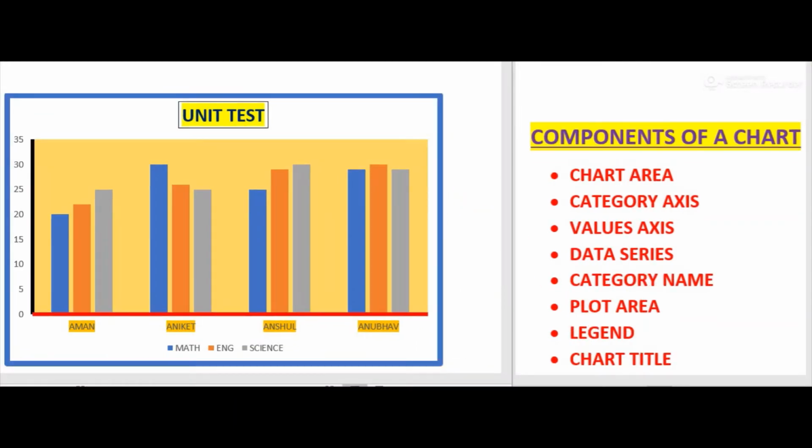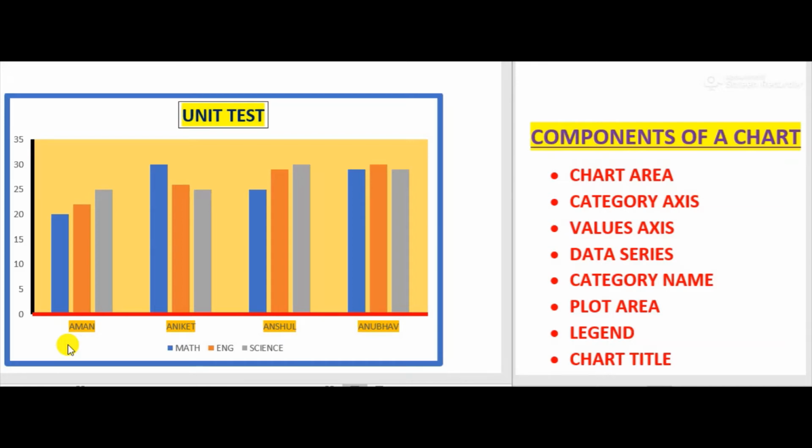The next component is legend. First of all, what is a legend? The legend depicts the colors, patterns, or symbols assigned to the data series. This legend helps to differentiate the data which are contained by the data series. Here we can see blue for math, orange for English, and gray for science. From this legend we can understand which data series contains which type of data.